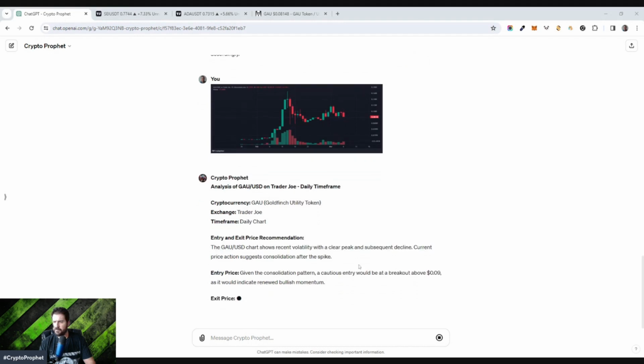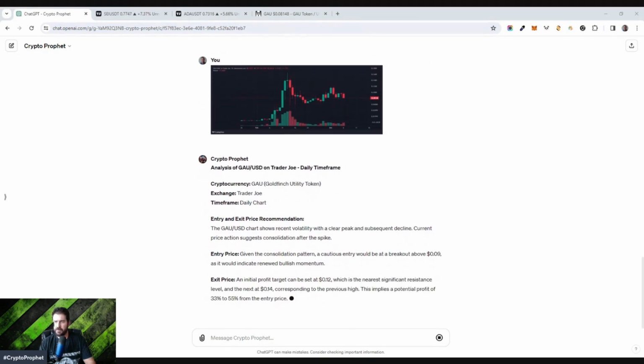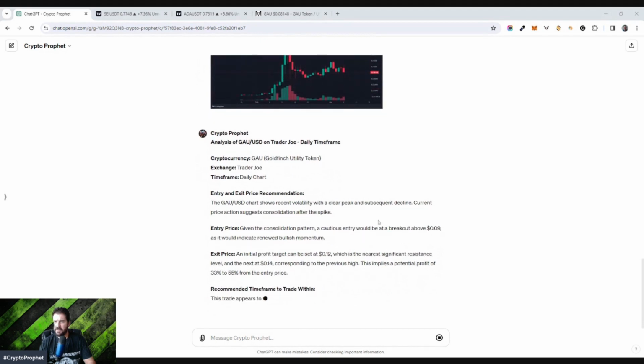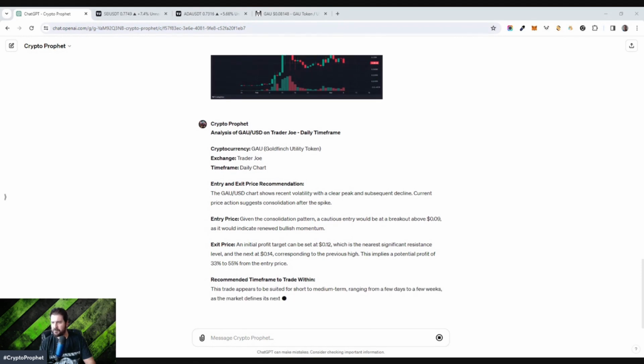Okay. So first, it picks up the cryptocurrency GAL. It picked it up on the Trader Joe exchange, which is actually on Dex Screener, but you could trade it on other exchanges. It actually is a gaming token. That's funny that it picked up Goldfinch. That's okay. It's still analyzing the chart, right?